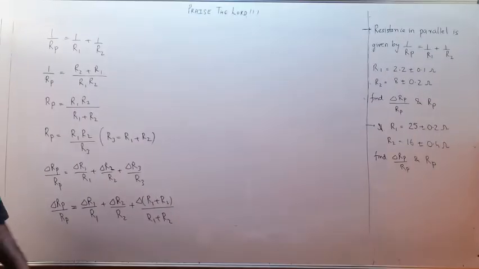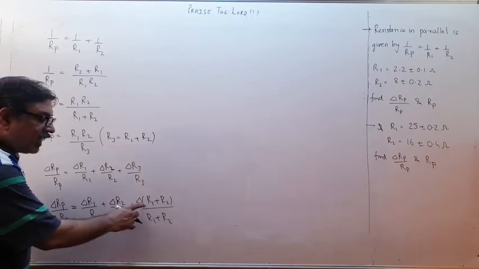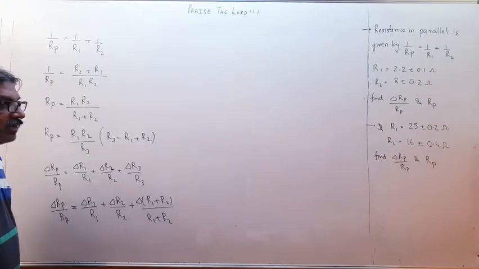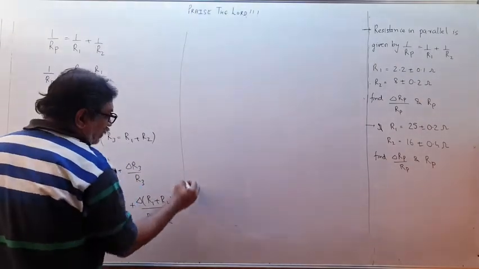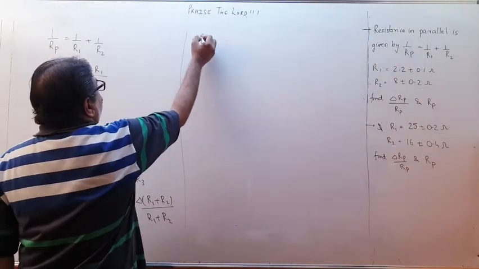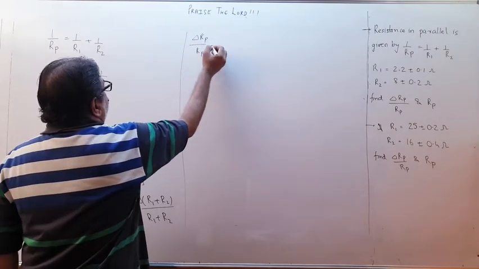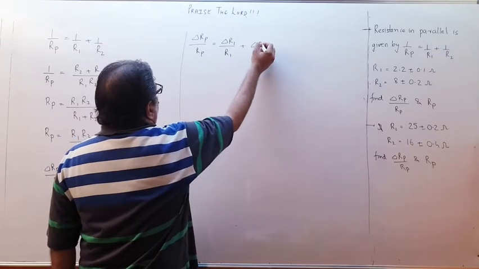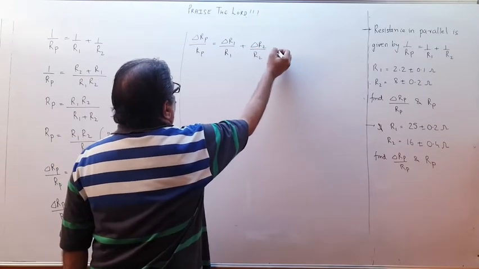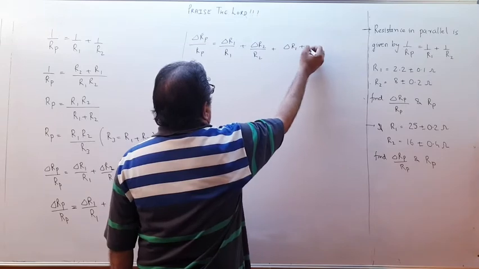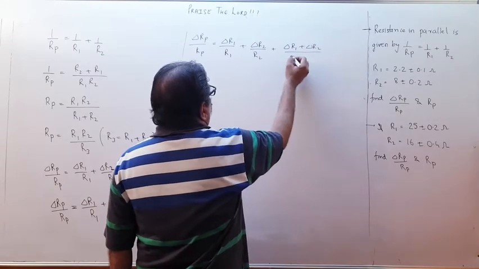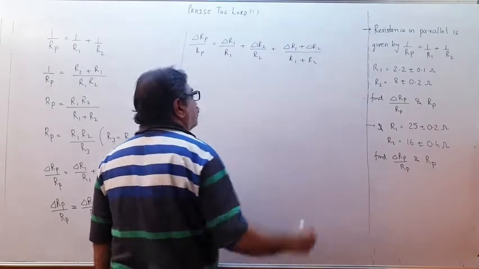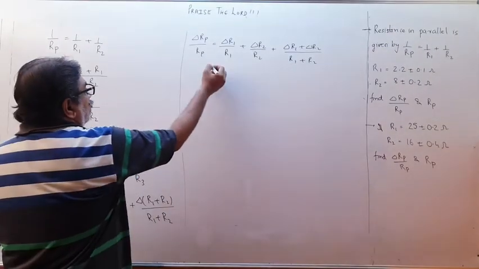Now children, what is the error in A plus B? If Z is A plus B, then delta Z will be delta A plus delta B. So the error in R1 plus R2 will be delta R1 plus delta R2. Therefore, I will have an equation: delta Rp upon Rp becomes equal to delta R1 upon R1 plus delta R2 upon R2 plus (delta R1 plus delta R2) upon (R1 plus R2).